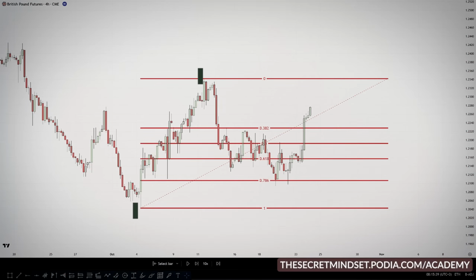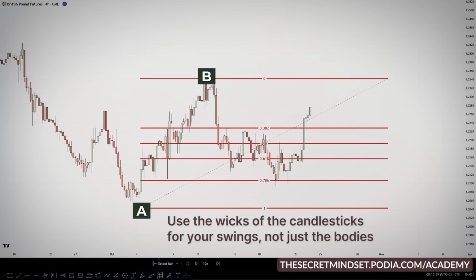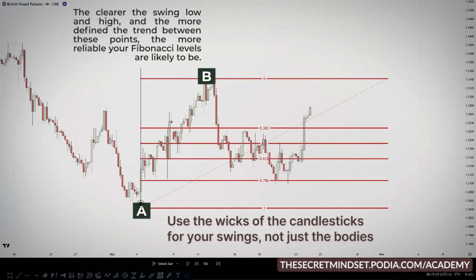When drawing these lines, it's important to use the wicks of the candlesticks for your swings, not just the bodies. The clarity of your chosen swing points is probably the most important aspect. The clearer the swing low and high, and the more defined the trend between these points, the more reliable your Fib levels are likely to be.